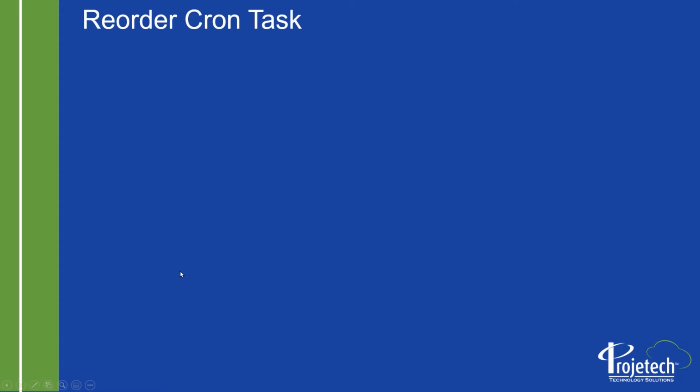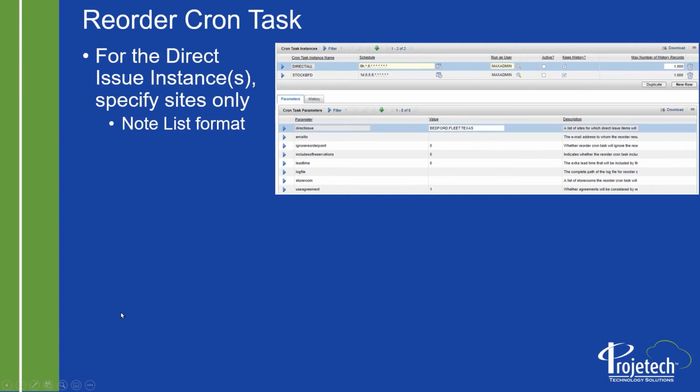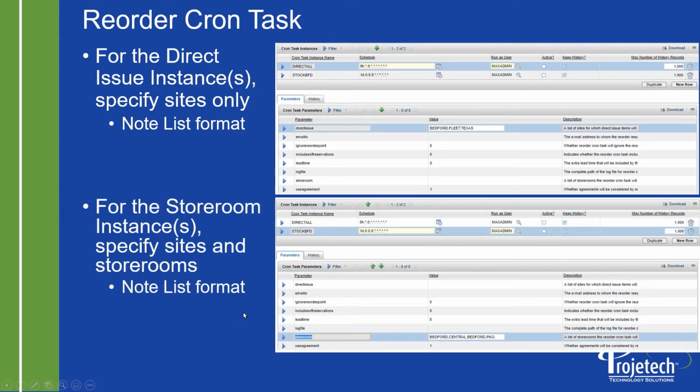So we reorder cron task. It's a good example of instances for cron task. For example, the direct issue reordering is likely to occur more frequently than orders for stock. Directed issue may even be multiple times per day depending on your level of usage, whereas orders for stock may not. The main point here is that you can choose.